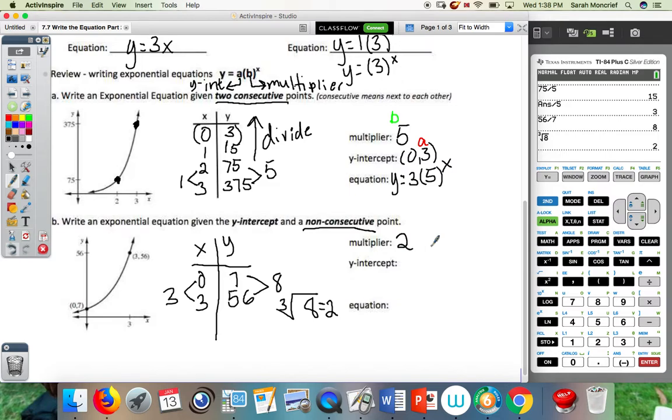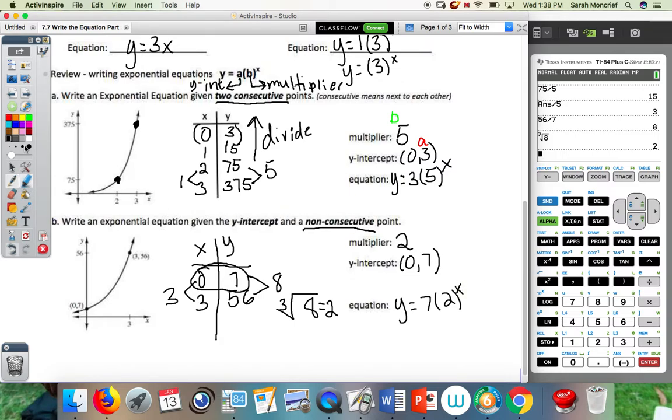Do I have my y-intercept? Yes, I do. It's right here. It's at 0, 7. Remember, ordered pair, 0, 7. All right, and now we can plug that in to our y is equal to a times b to the x, and that would be y is equal to 7 times 2 to the x.